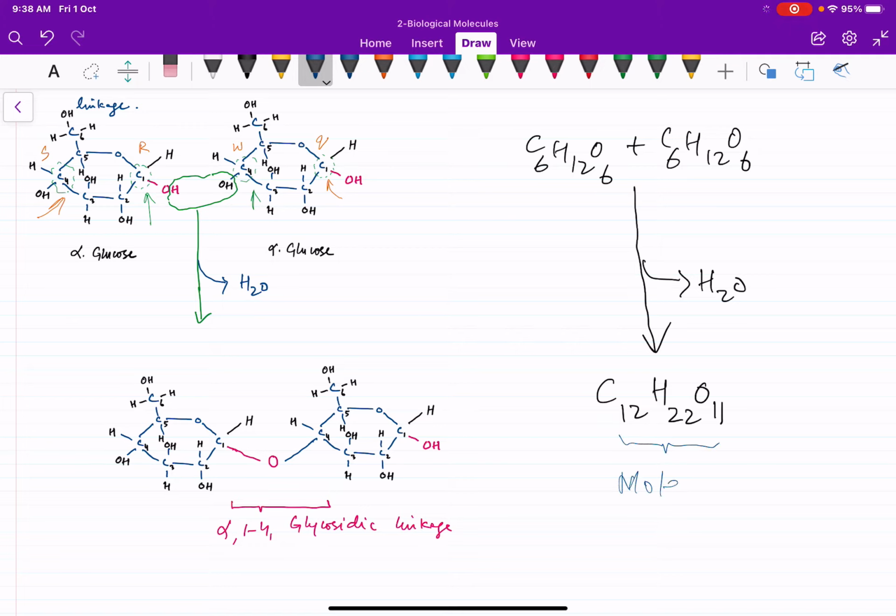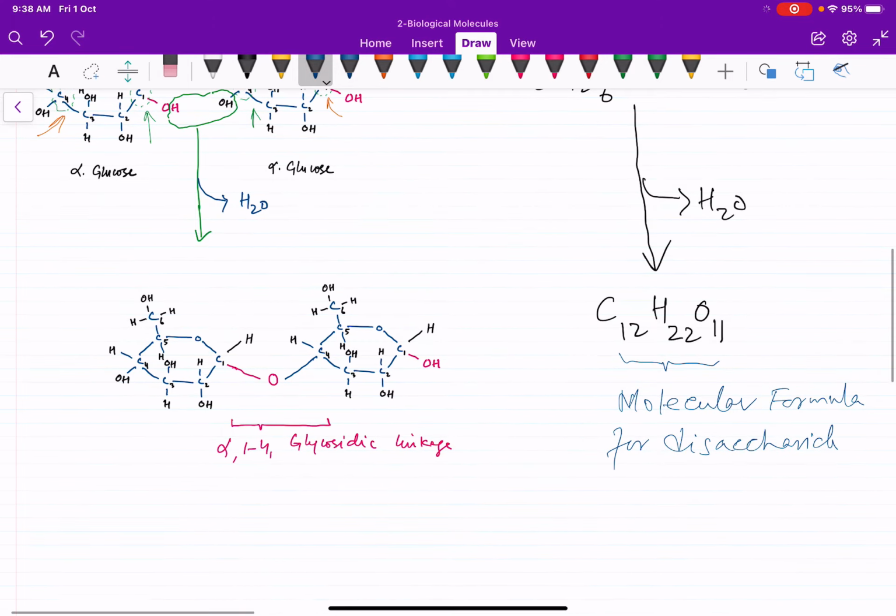Molecular formula for a disaccharide. This disaccharide in particular is maltose. Hope you have understood it. Is that right so far?